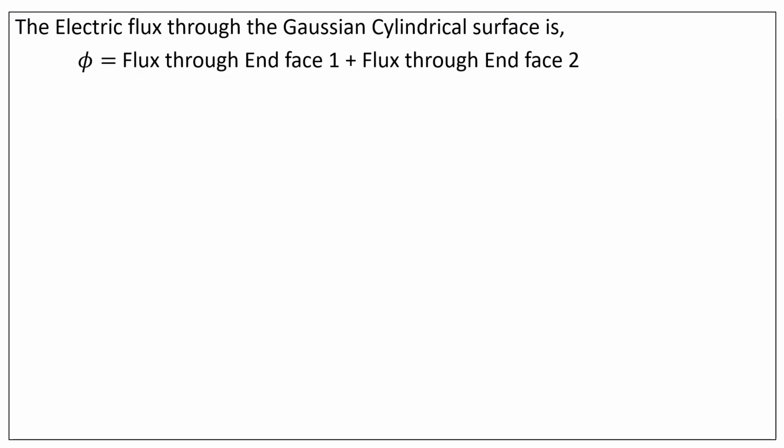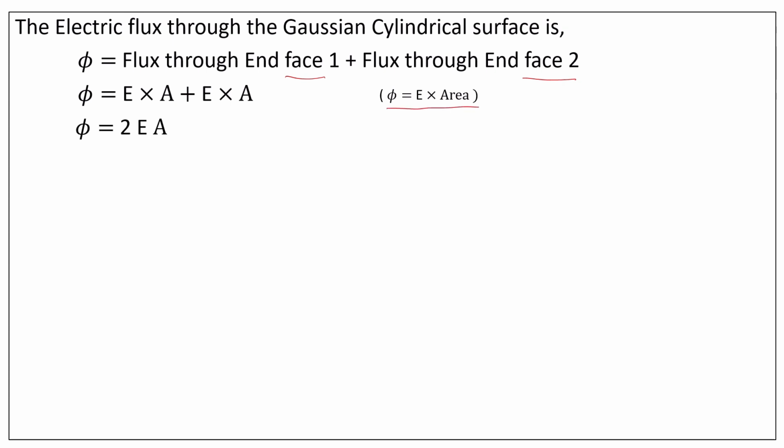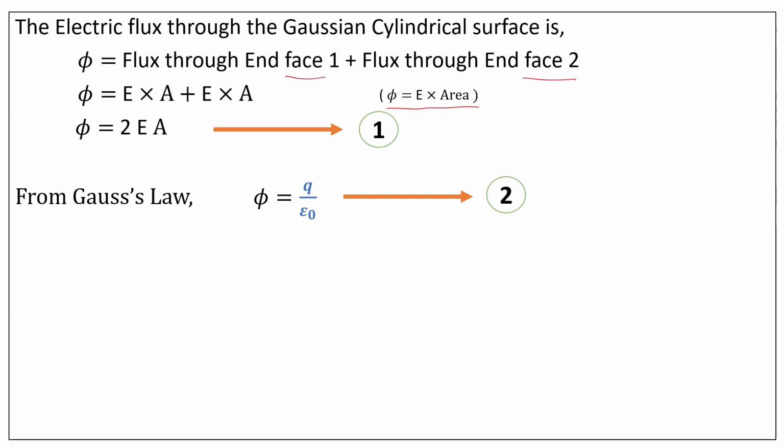The electric flux through the Gaussian cylindrical surface is phi is equal to flux through end face 1 plus flux through end face 2. That is, phi is equal to E into A plus E into A, because phi is equal to E into area, which is equal to 2EA. Mark as equation 1. From Gauss's law, phi is equal to Q by epsilon naught.